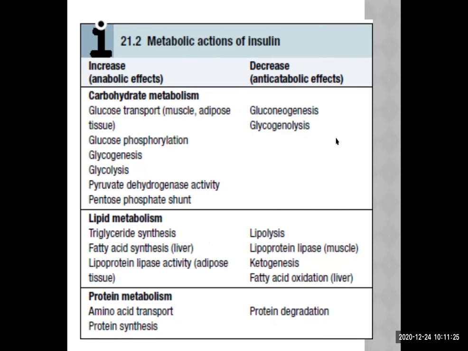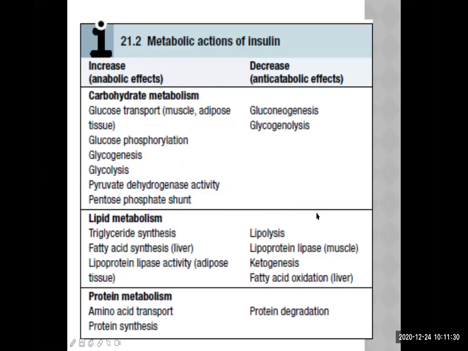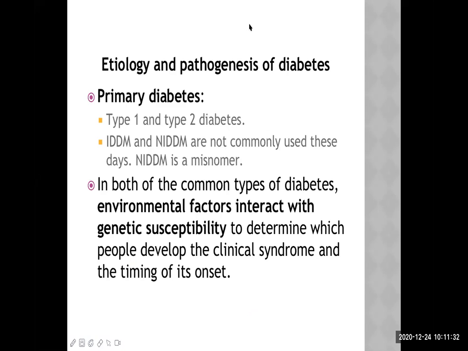Okay, so let's move further. Now with this, let's talk about the etiology and pathogenesis of diabetes. We are entering into the topic proper now. Regarding the etiology and pathogenesis of diabetes, we need to know certain things first. Regarding primary diabetes, we have two types, type 1 and type 2. Type 1 diabetes is also known as IDDM, and type 2 diabetes is known as NIDDM.